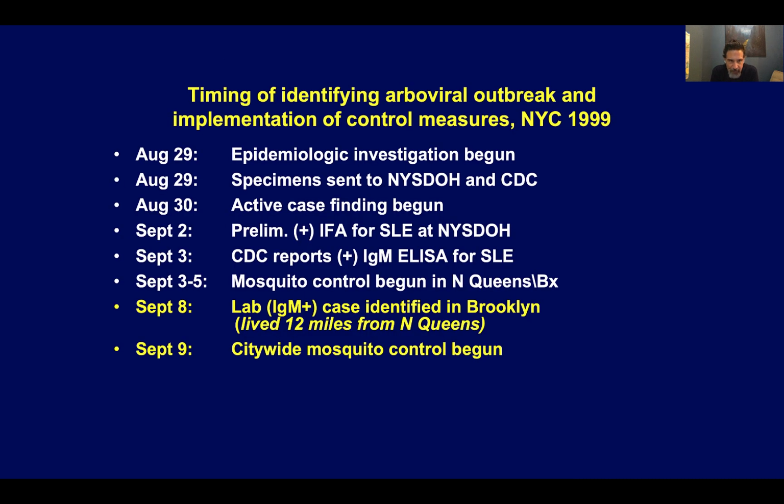And on September 8th, after mosquito control had really begun in northern Queens and the Bronx, we learned of a confirmed case in Brooklyn that was really 12 miles from the larger cluster in northern Queens and the South Bronx, which indicated that spread was happening in a wider geographic area than had originally been appreciated. And this prompted the city to expand mosquito control efforts outside of that initial geographic area where the cluster was found, to go full on spraying citywide.